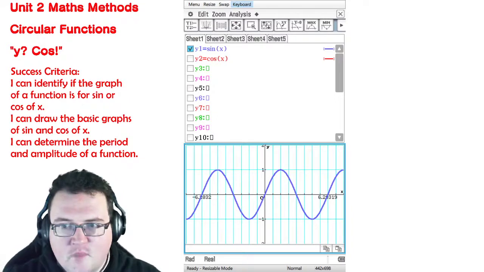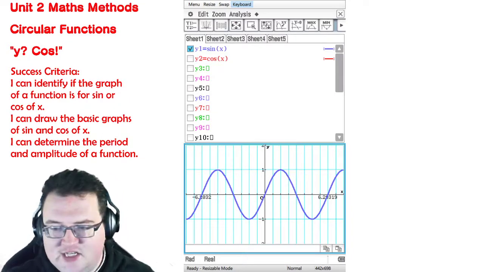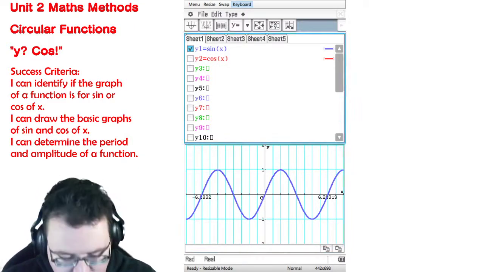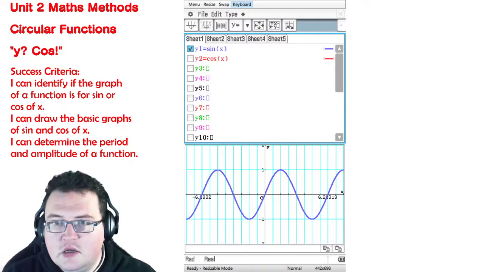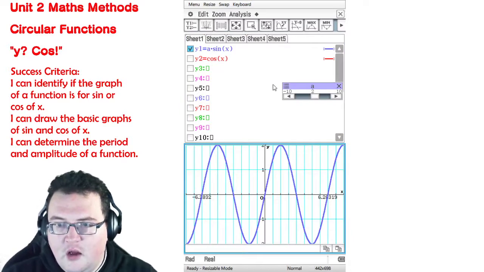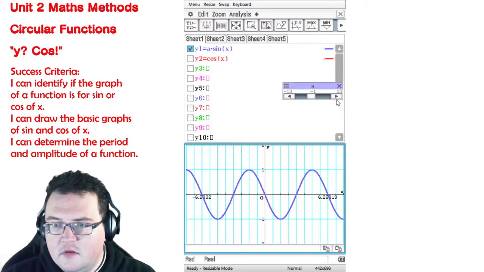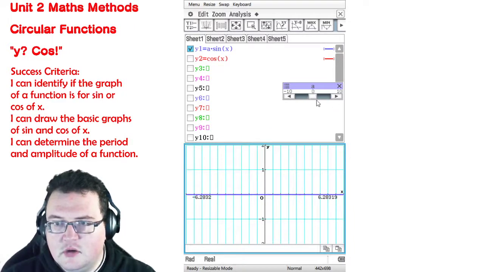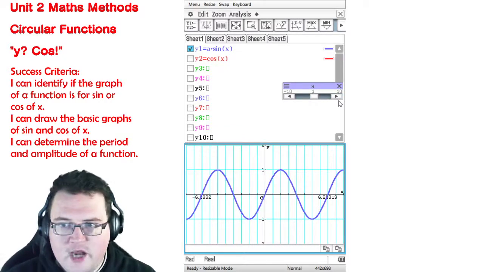All right, so looking back at sine of x again, we are going to start putting some numbers into our CAS calculator to see how they change. If I put this slider in here, I now have a thing that controls my amplitude. All right, so I currently have an amplitude of 1.